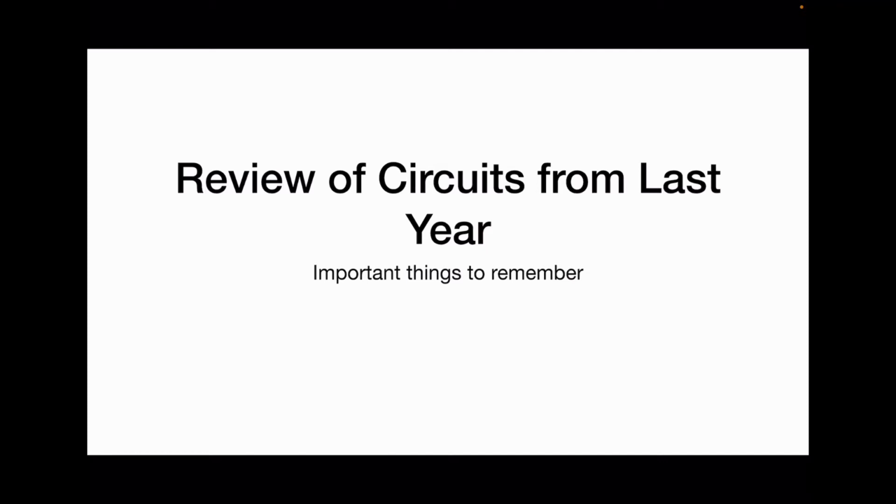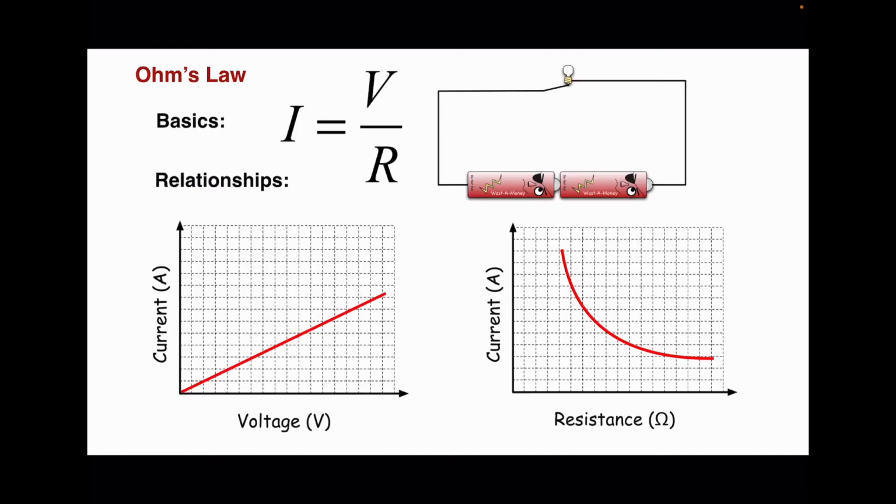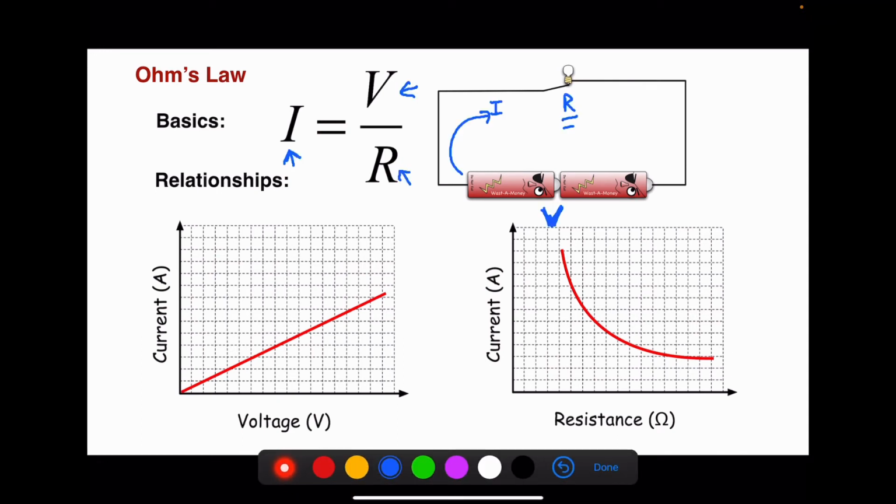I'd like to continue our review of circuits from last year. In our last review session, we talked about how voltage came from the batteries, resistance was a property of the object we're powering, and then current is determined by those two. So current is the dependent variable, and the voltage and the resistance are the independent variables. We saw a direct relationship and an inverse relationship for voltage and resistance.